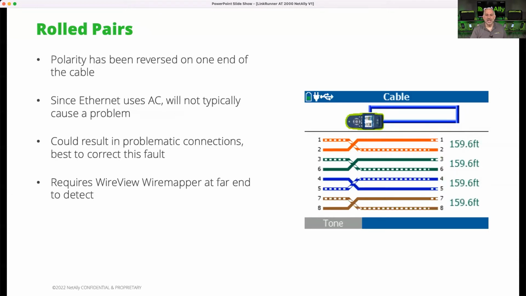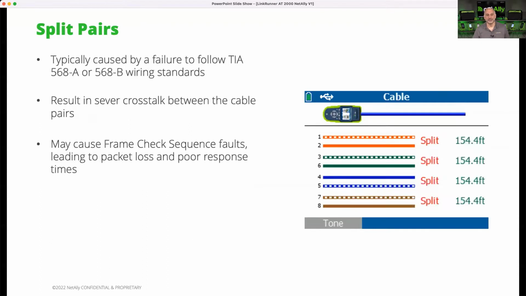Rolled pairs. In this case, somebody got the pairs twisted around on one of the ends. Now, since Ethernet uses a differential mode signal and AC, it does not depend on polarity. We can have the pairs rolled like this and Ethernet will still work. But it's not good practice. So in a case like this, if we connected up and saw this, we'd want to go back and inspect the connectors at both ends and see which one was wrong. Unfortunately, we can't tell looking at the wire map right here which end is having the problem.